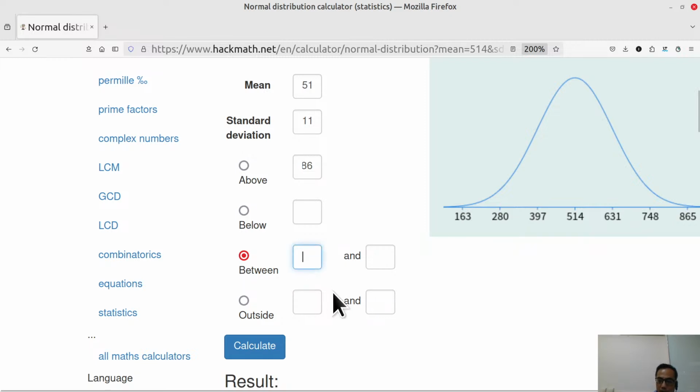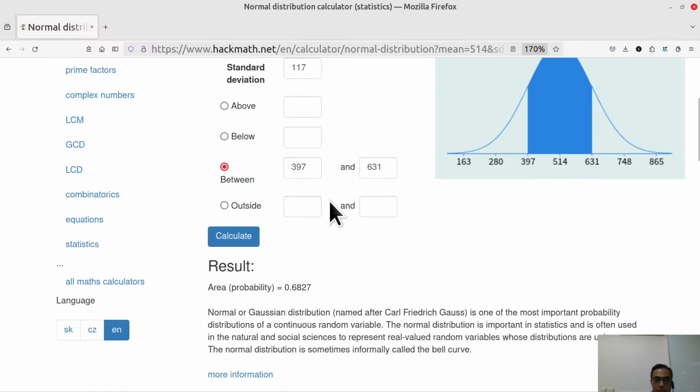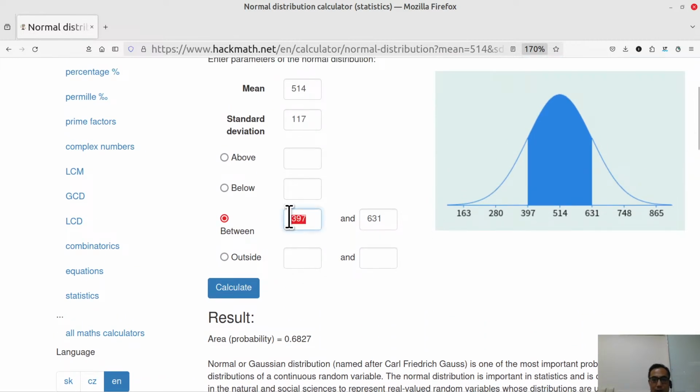Between 397 and 631, and calculate. Oh, sorry, I downsized the screen, otherwise there are 3 digits, not 2. Because the computer automatically calculates the mean plus 1 standard deviation and minus 1 standard deviation, the values are 397 and 631. After we check this area, the probability is 0.6827. It means this area is 68% of the whole area. Also, it means the probability.